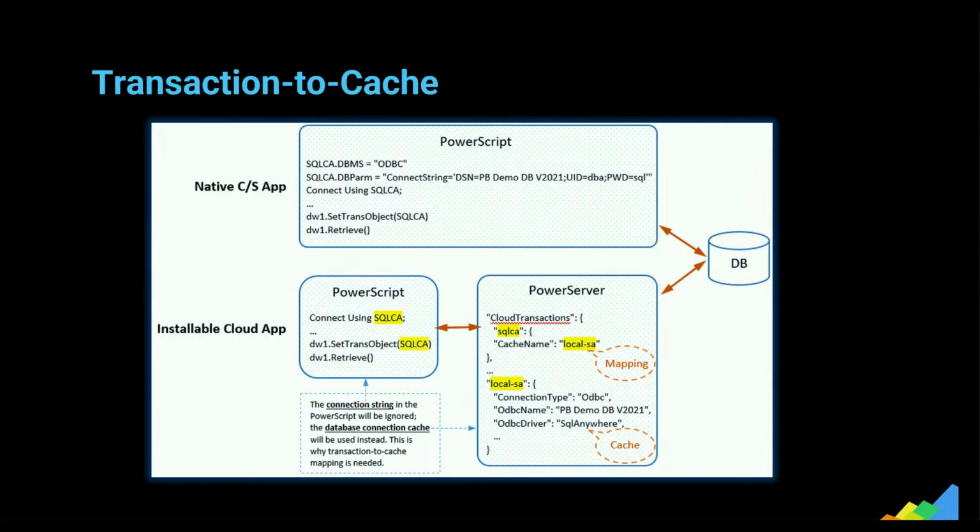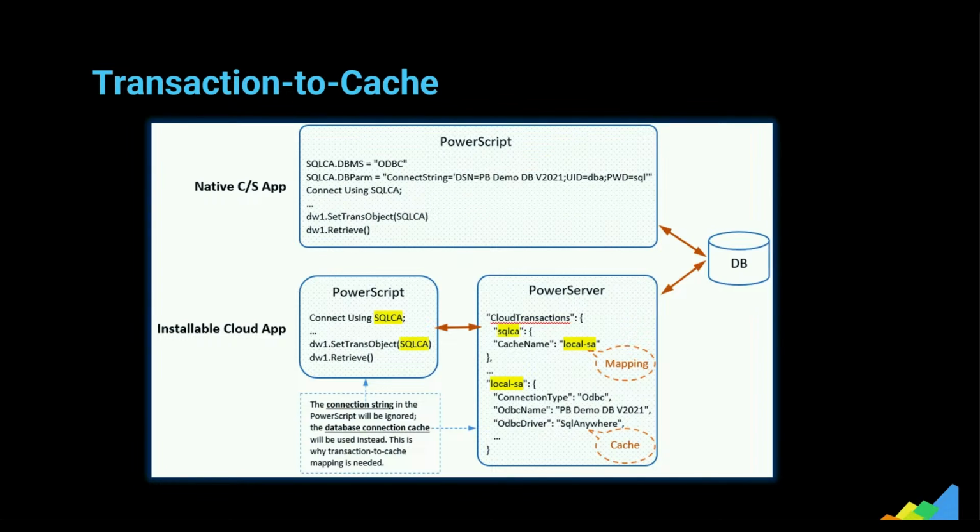Now, let's talk about transaction to cache. Remember, Power Builder connection string is ignored by PowerServer. So in client server app, normally you connect to the database, specifying the connection string in transaction object SQLCA, and then you issue a connect using SQLCA. The transaction object stores and passes the database connection information. It's direct connection made from the client to the database. So client to server connection.